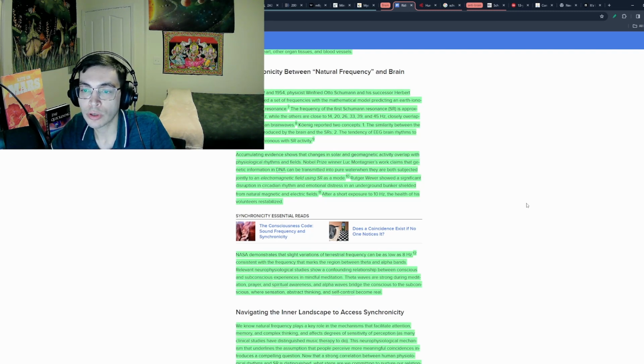Nobel Prize winner Luc Montagnier's work claimed that genetic information in DNA can be transmitted into pure water when they are both subjected jointly to an electromagnetic field using Schumann resonance as a mode. Rutger Wever showed a significant disruption in circadian rhythm and emotional distress in an underground bunker shielded from natural magnetic and electrical fields. After a short exposure to 10 hertz, the health of the volunteers restabilized.